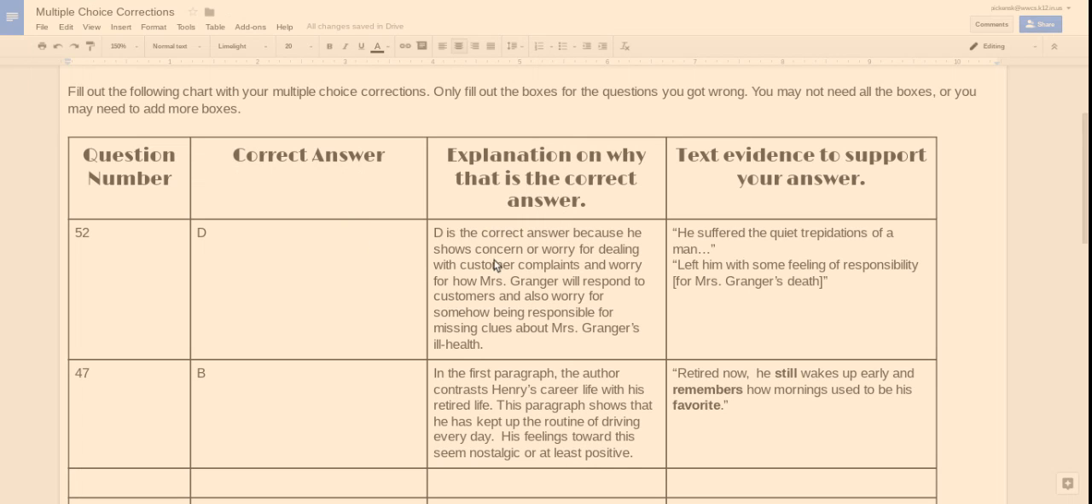Okay, the D is the correct answer, and so what I'm going to do next is explain why D is the correct answer. D is the correct answer because he shows concern or worry for dealing with customer complaints, and worry for how Mrs. Granger will respond to customers, and also worry for somehow being responsible for missing clues about Mrs. Granger's ill health. So I'm just listing all the ways in which this shows worry. Why is worry the correct answer?